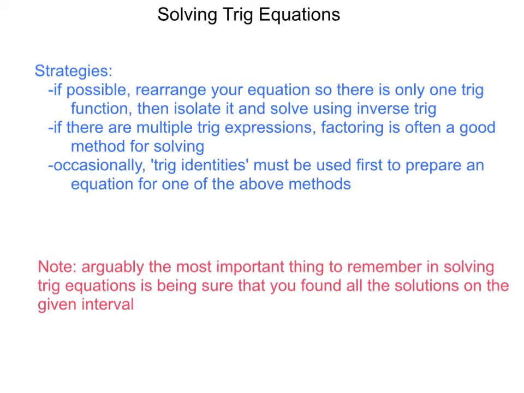The next strategy, which I'll go through in the next video, is that if there are multiple trig expressions, factoring is often a good way to get through the problem. And the third thing, which I'll cover in one of the later videos, is that occasionally you have to use something called trig identities to manipulate the equation and prepare it, to put it into one of these two categories so that you can either solve using inverse trig or use factoring and then inverse trig.